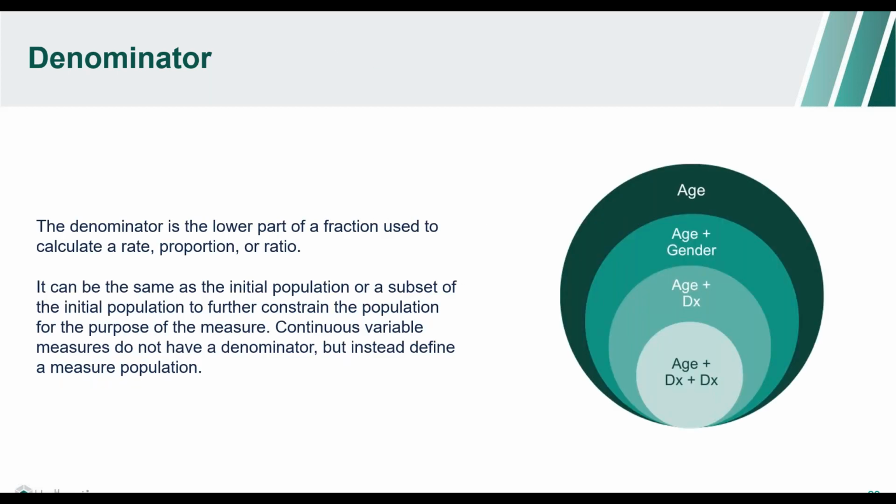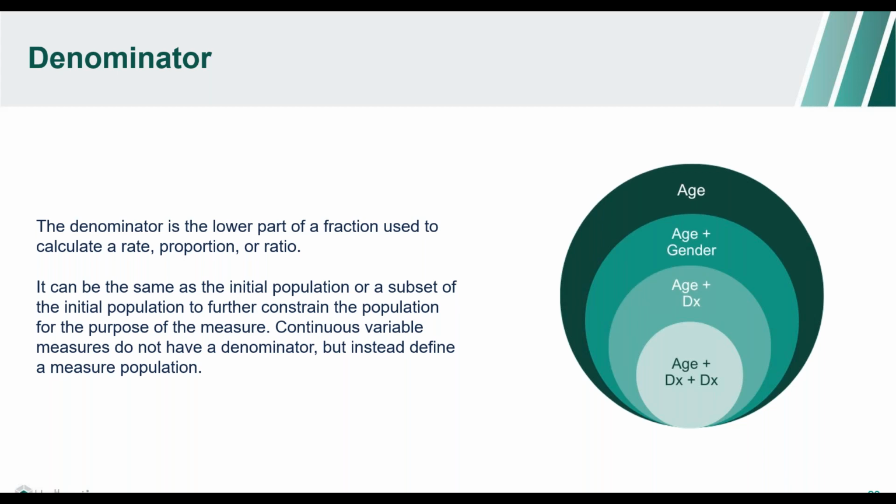And next, we go to the denominator. So the denominator is the population that is identified as requiring the numerator quality action for that measure. We have an image on the right over here, and you can see that the population is trimmed down to those that truly should be looked at for that numerator action.